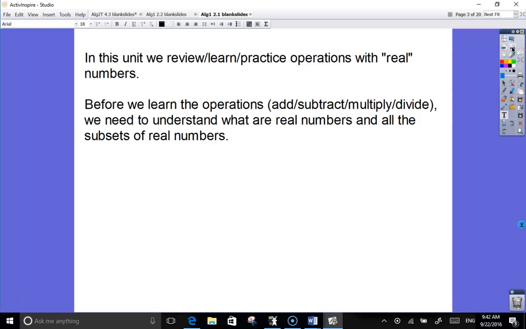So in this unit, we learn about real numbers and the operations that we do with real numbers, most of which you've already done, so some of it would be review. But the purpose of that is that we need to understand how we do operations with real numbers, so then we can do them with these mathematical symbols that make up algebra, right? And it works the same.